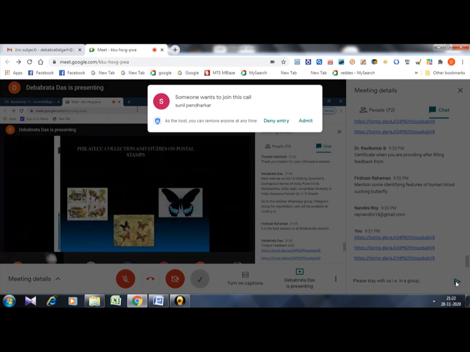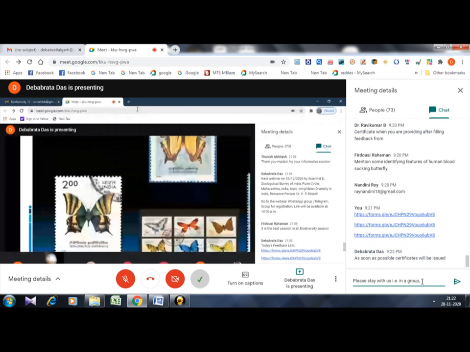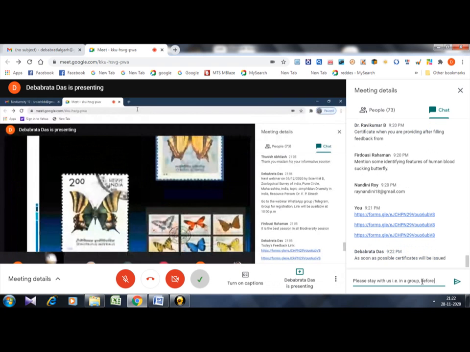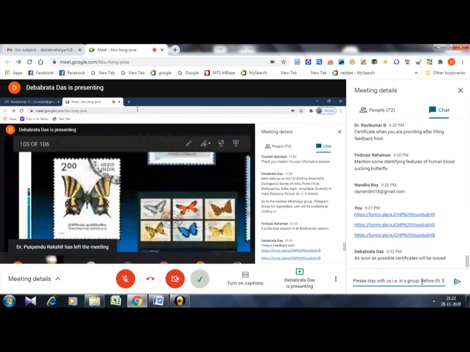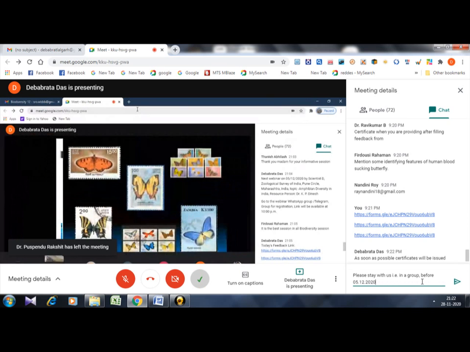Now you can see other stamps here also. This right corner stamp I'm showing you is the stamp of the Kaiser-i-Hind butterfly. I showed you earlier the rare butterflies of India. That is the Kaiser-i-Hind butterfly stamp. And you can also see the stamp from Zambia, right? So I'm showing you international stamps also.